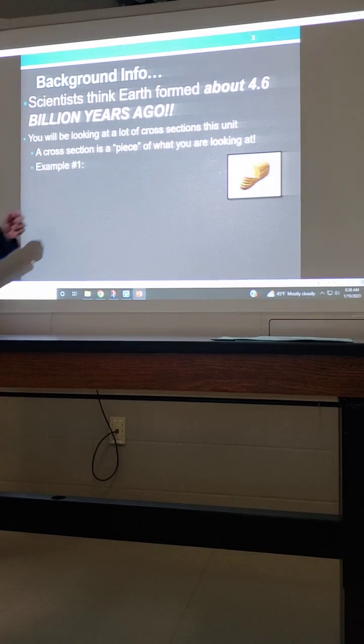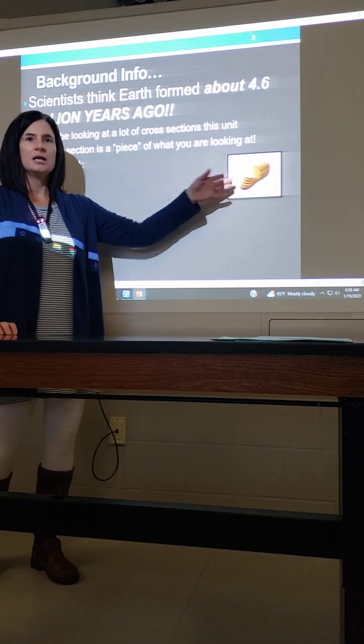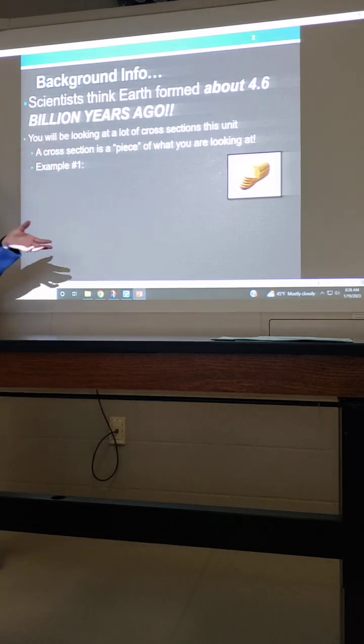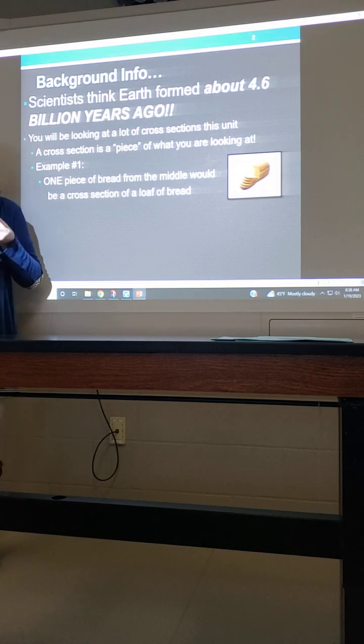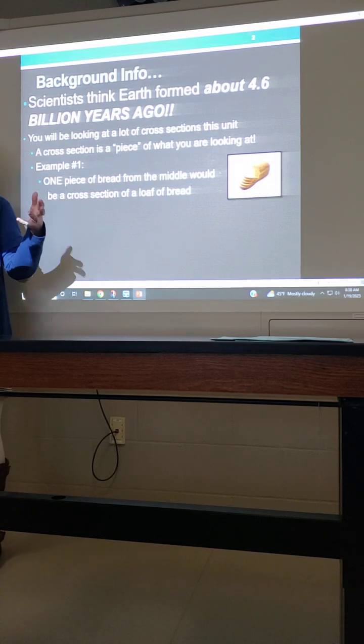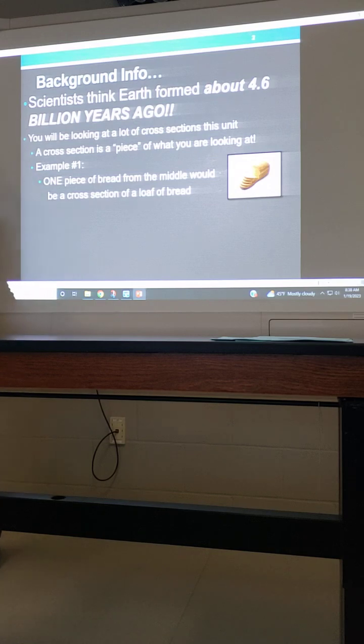All right, so it's just a piece of what we're looking at. So here's one example. If you think of like a piece of bread, if you take a slice of that bread, it's not the whole loaf, right? It's just like one sliver of it. We can do the same thing with our Earth's interior. If you think of that slice, it'd be considered a cross section of that loaf of bread. So when the loaf is whole, you're just looking at the outside, like the surface, which is what this whole last unit was about, the surface of the earth. If you start looking at a cross section, you're looking at a piece of it, like an inside portion, typically.